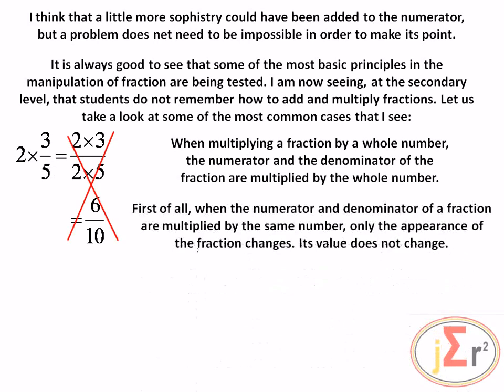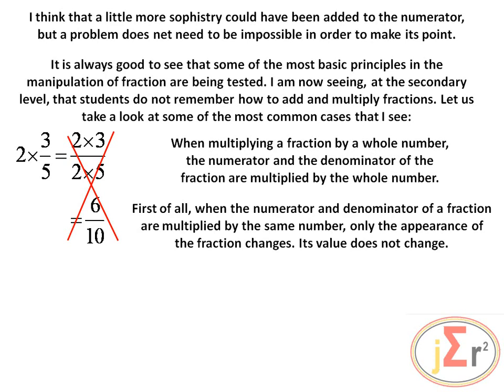Wrong. First of all, when the numerator and denominator of a fraction are multiplied by the same number, only the appearance of the fraction changes. Its value does not change. So if you multiply something by a particular number and the value is the same, unless that number is 1, then your answer is wrong. If you are multiplying 2 times 3/5, and the answer is the same thing as 3/5 written in a different form, then you are wrong.